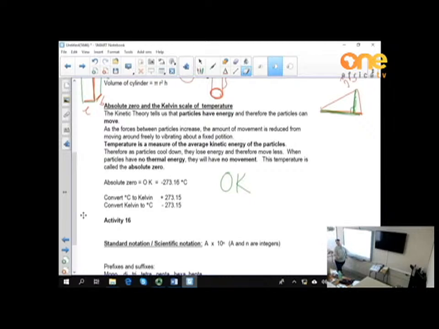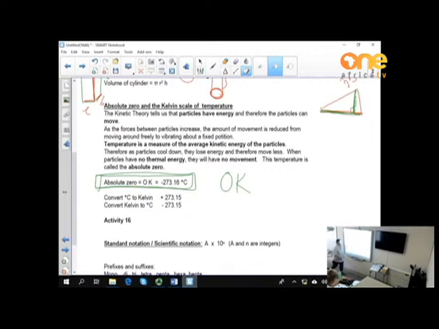There's a whole theory about it. We will have a look at that when we do gas laws in terms of ideal gases and real gases. But the Kelvin temperature scale is connected to the energy of the particles, and at 0 Kelvin, we refer to it as the absolute zero.